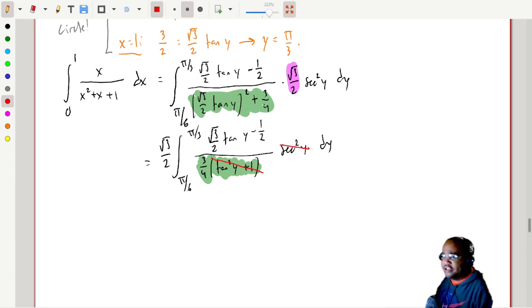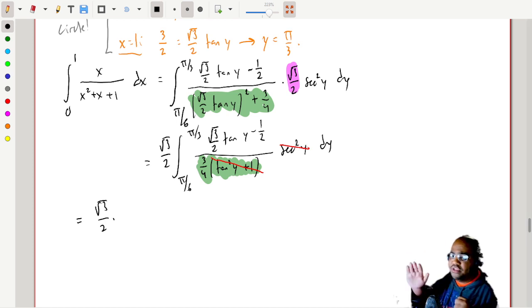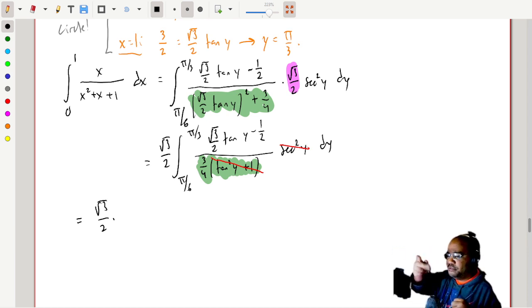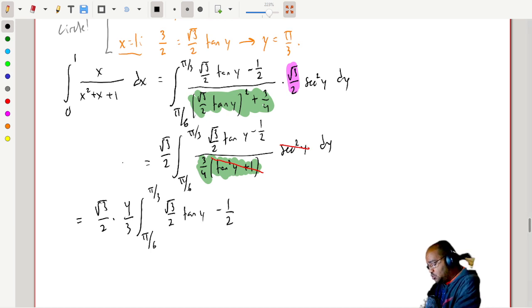Those vanish. And now I have square root 3 over 2 times, well, that 3 over 4 I can push out. But remember, that's 1 over 3 over 4. So I can go ahead and flip, dividing fractions, right? Multiply by the reciprocal. So 4 over 3 times this integral. And so what do we really have left here? Well, I have square root of 3 over 2 tangent of y minus 1/2 dy.